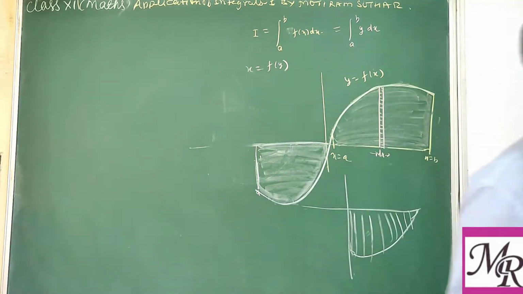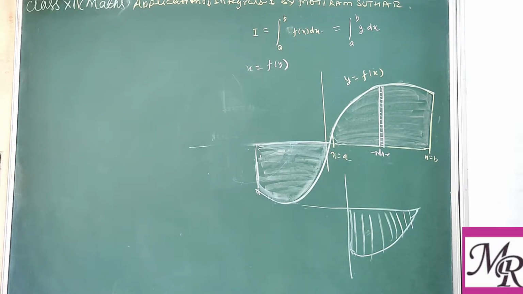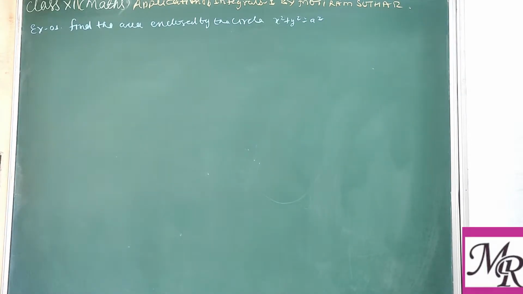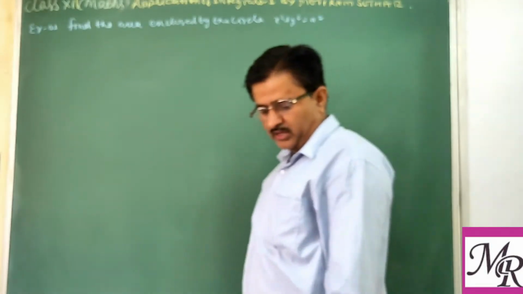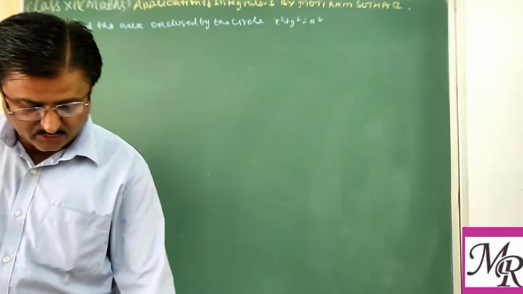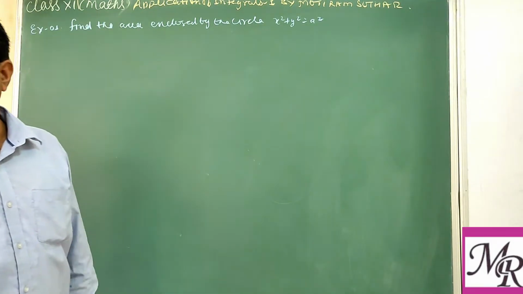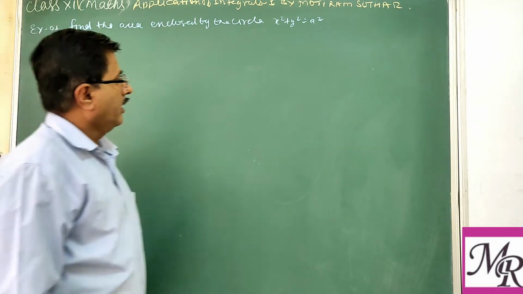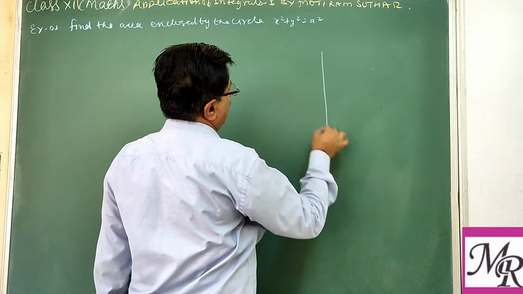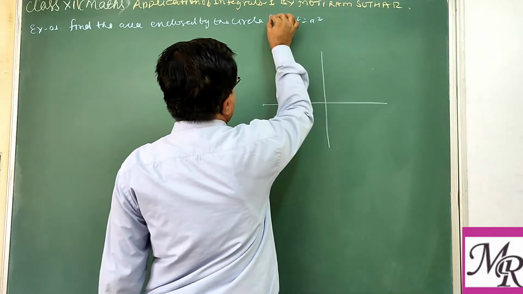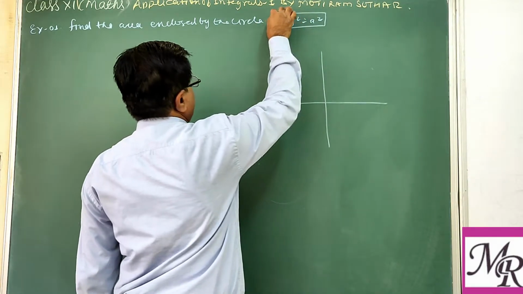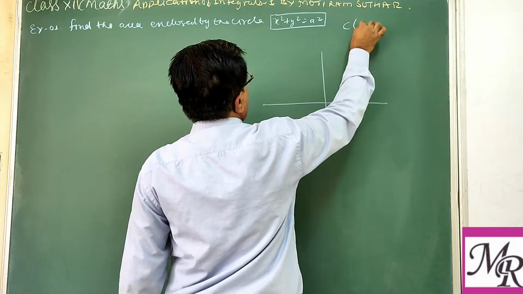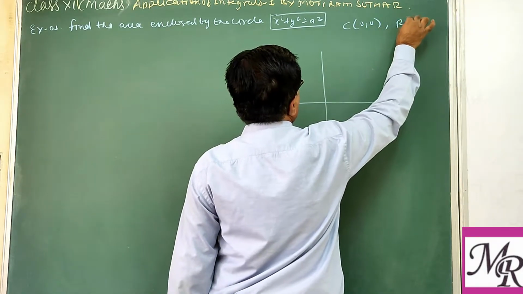Then we see how to solve an example. With the help of an example we can understand. Find the area enclosed by the circle x square plus y square equal to a square. First of all, you always have to draw the figure. According to the figure we have to find the area. This is a circle, you know from 11th class. It is a circle whose center is at the origin and radius is a.